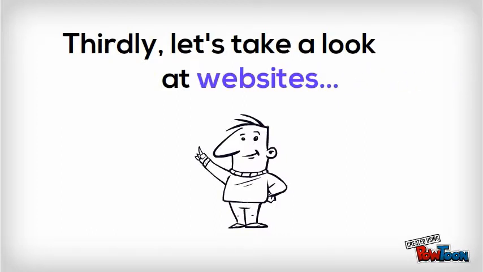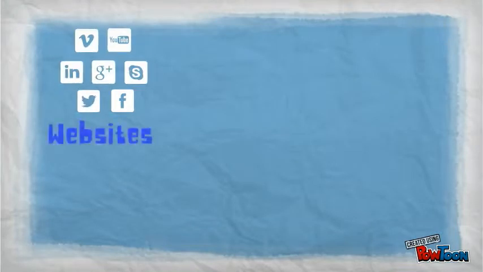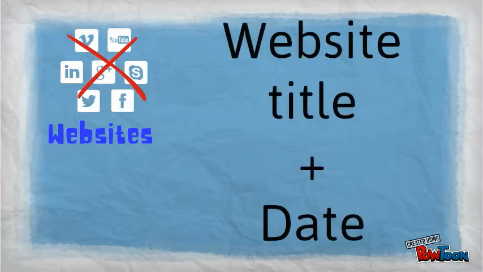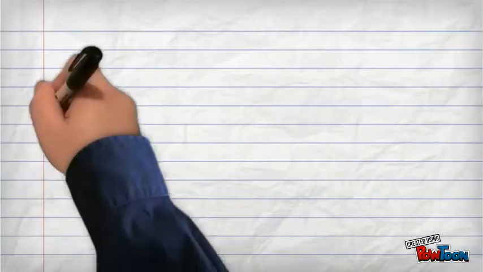Thirdly, we'll take a look at websites. There are so many different websites out there. However, not all will help you. Avoid social media. The website title should not have .com, .org, or .gov in a written citation. Just write the website title.